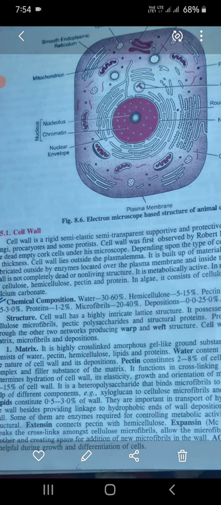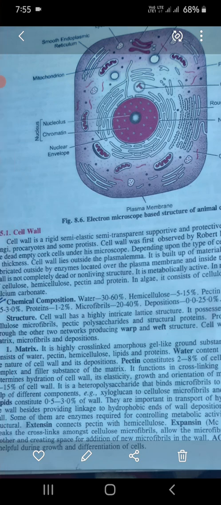तो matrix जो है, it is highly cross-linked amorphous gel-like ground substance of the cell wall. Matrix consists of water, pectin, hemicellulose, lipids and proteins. Water content is 30 to 60% depending upon the nature of the cell and its depositions. Pectin constitutes 2 to 8% of the cell wall.